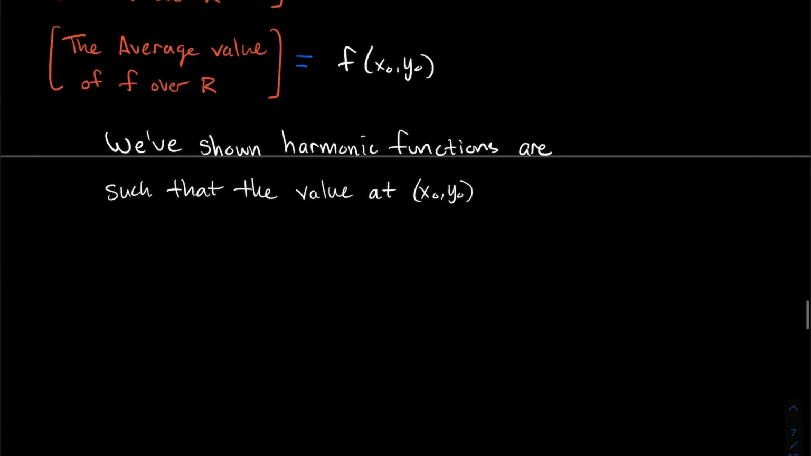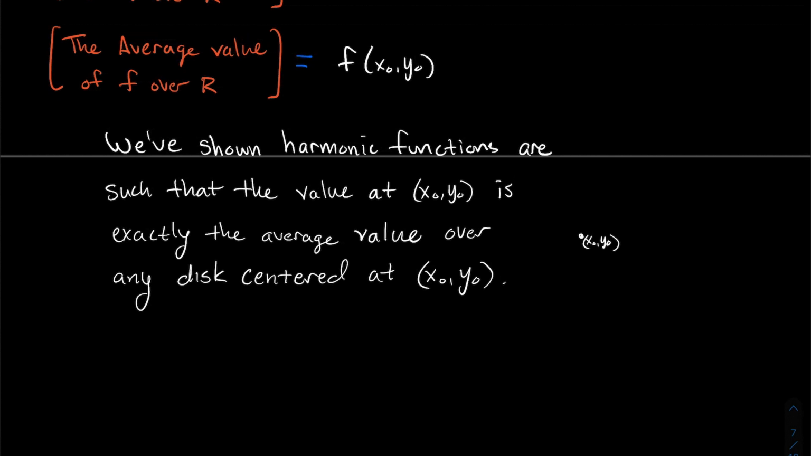We've shown that harmonic functions are such that the value of the function at the center, x naught y naught, so here's my little point, x naught y naught, the value there is exactly equal to the average over any disk centered at x naught y naught.